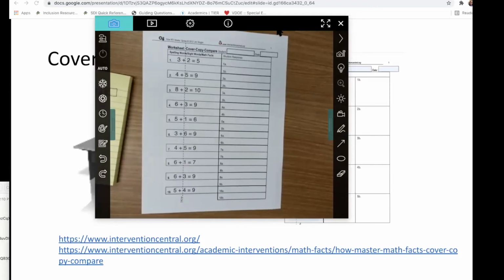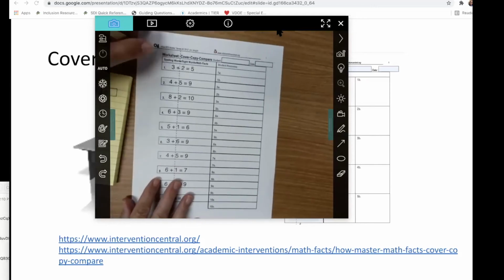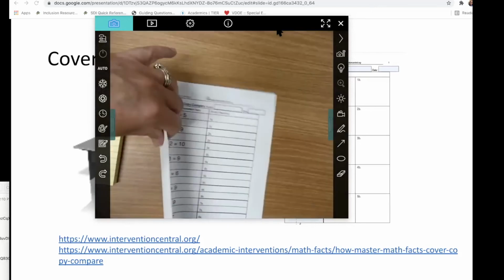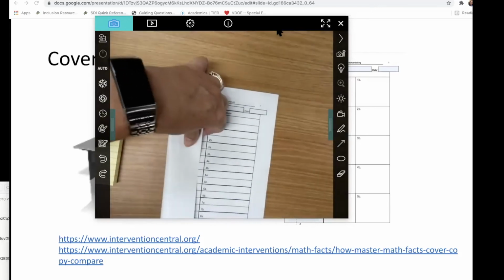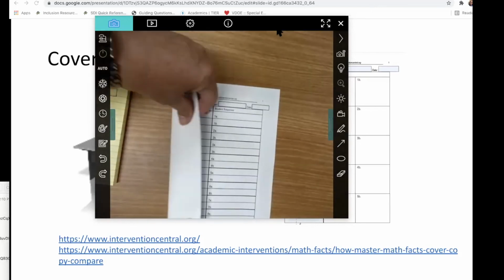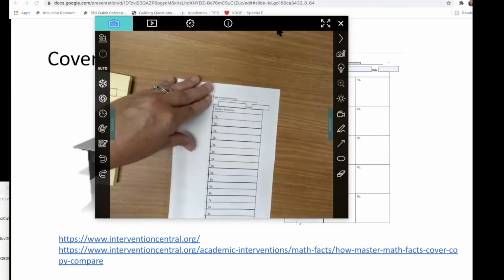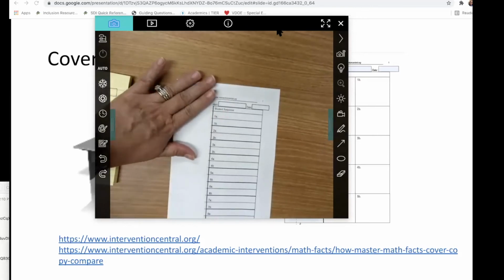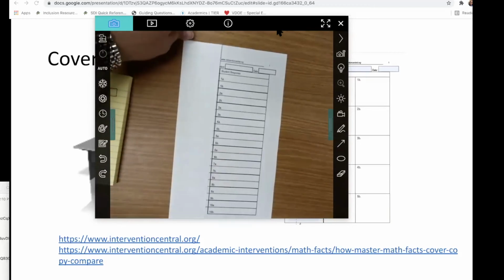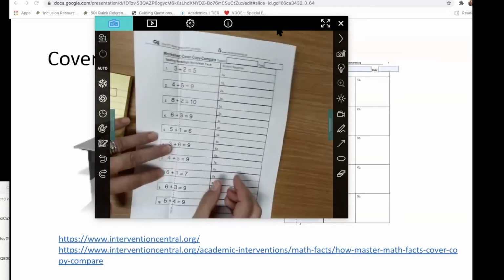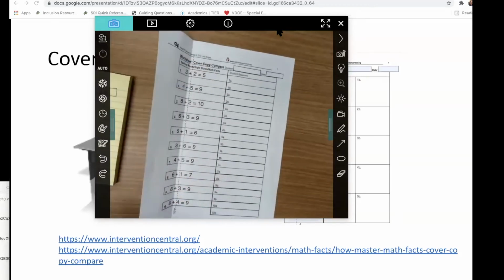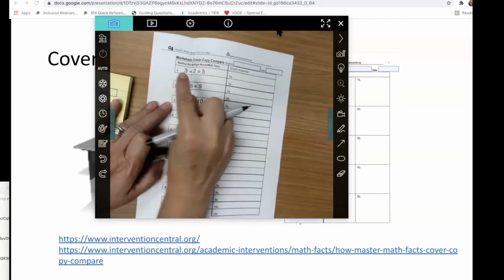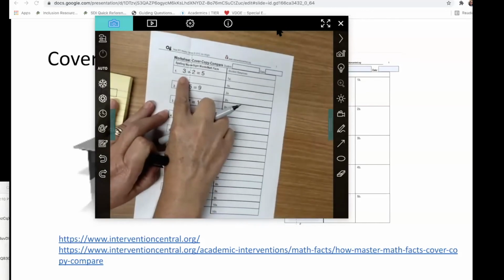But cover, copy, compare, I love to use because, one, they can fold this. This is a self-check for themselves. I teach my students to verbalize out loud in a whisper. So I'm going to verbalize out loud in a whisper these problems. And this is how this works. The student touches them and they verbalize as they're going through this.